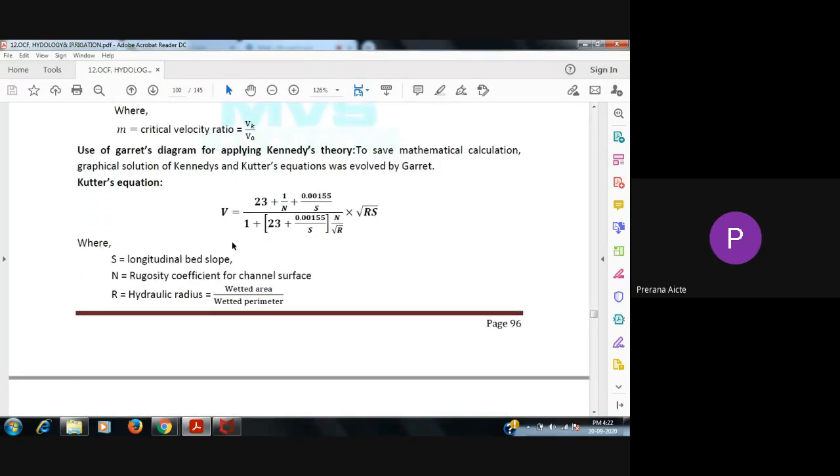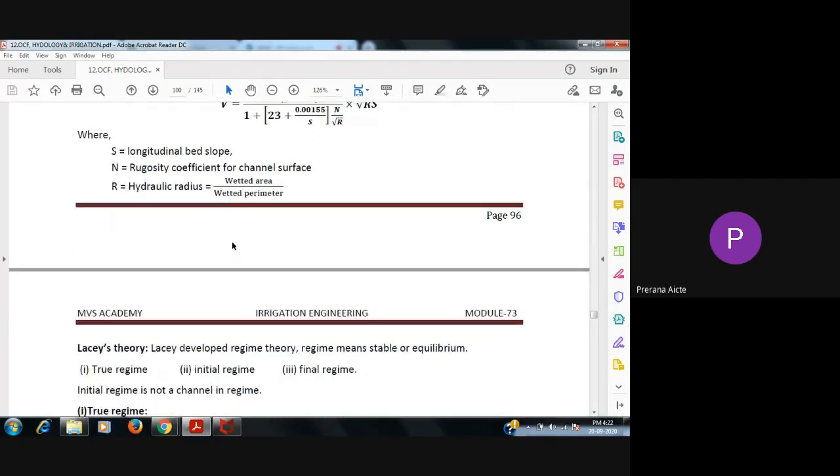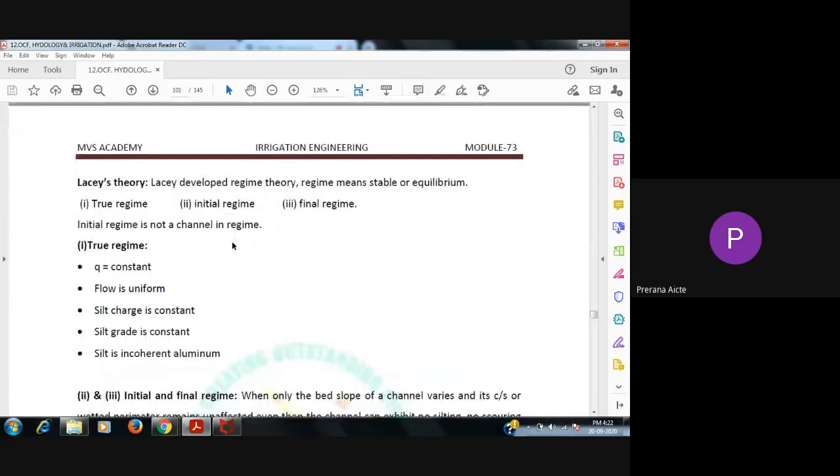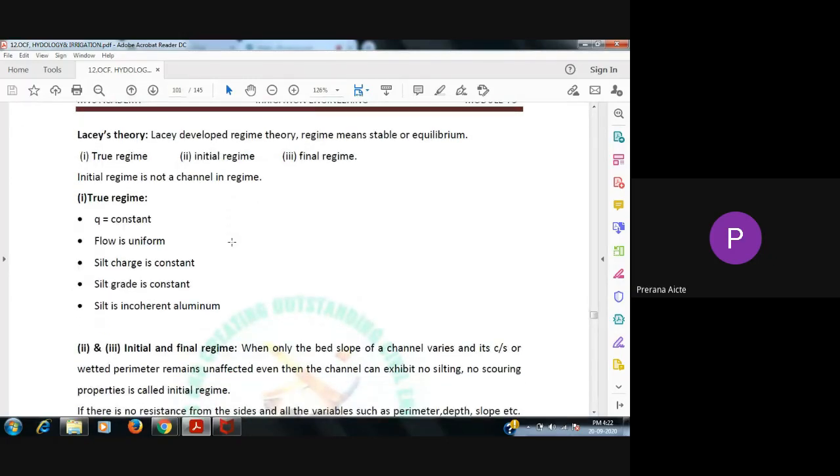So there is a formula used to calculate the velocity in the case of Kennedy's formula, that is Kutter's formula. And it is important. Lacy's theory is very important both in university examinations as well as in the GATE examination and various competitive examinations also. So Lacy's theory: first of all, Lacy developed a regime theory.